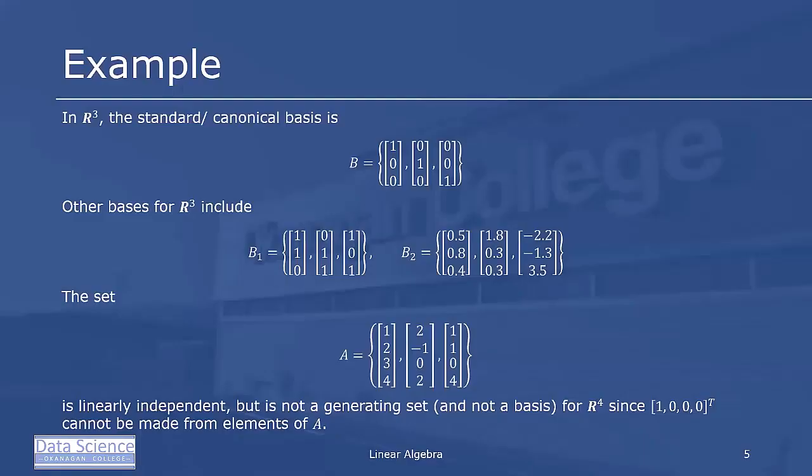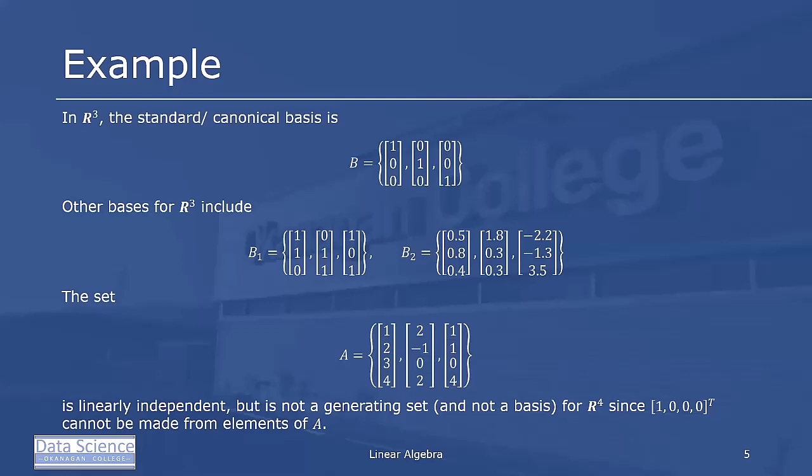Here's an example. In R^3, the standard basis is the set of vectors (1, 0, 0), (0, 1, 0), and (0, 0, 1). But that's not the only basis. Other bases could be (1, 1, 0), (0, 1, 1), (1, 0, 1), or even something funny like (0.5, 0.8, 0.4), (1.8, 0.3, 0.3), and (-2.2, -1.3, 3.5).